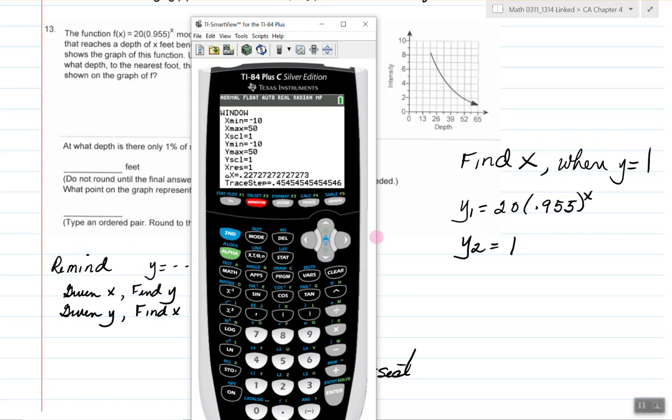The x's went from 0 to 65. And the y's are from 0 to 10. So let's see what happens. Did I remember to put the 1 in? I guess we'll find out in just a minute. Here's this decay curve.